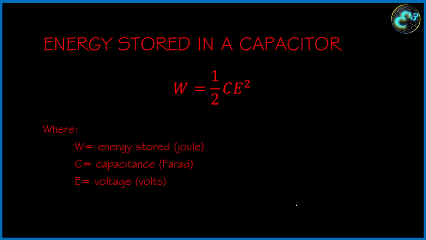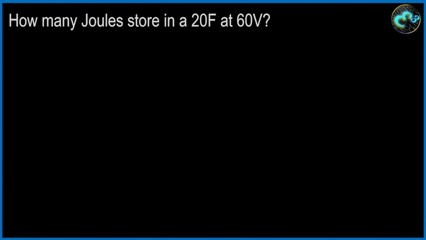Then we have the energy stored in a capacitor, which is given by the formula: energy is equal to 1/2 times the capacitance times the square of the voltage. The unit of energy is joule, the capacitance in farad, and the voltage in volts. Okay, so we have an example.